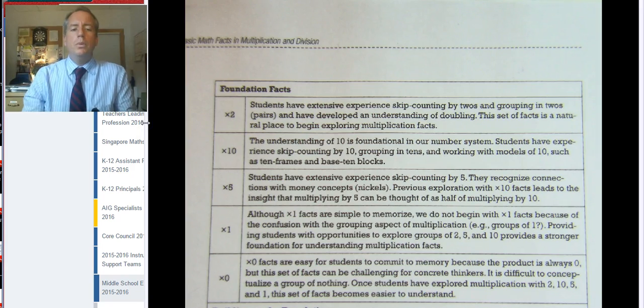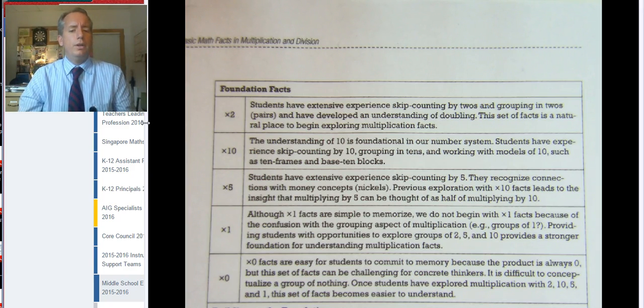So we're going to treat, or this text treats facts in two groups: our foundational facts, and then the facts that build upon that foundation. Just like any foundation, if these 5 facts are not strong, it's going to be really difficult to master the other 5 or 6 facts, right? So you can see that we're going to look at our 2s, our 10s, our 5s, our 1s, and our 0s. It's easy to say, oh, kids know anything times 0 is 0.